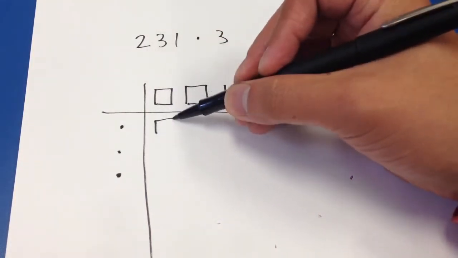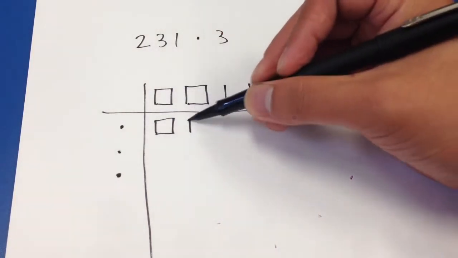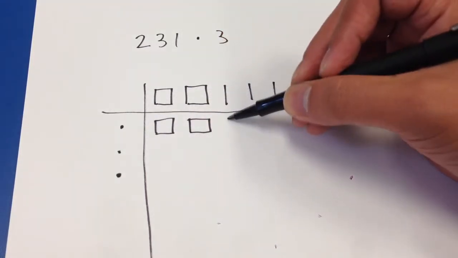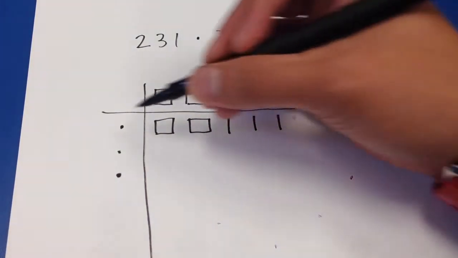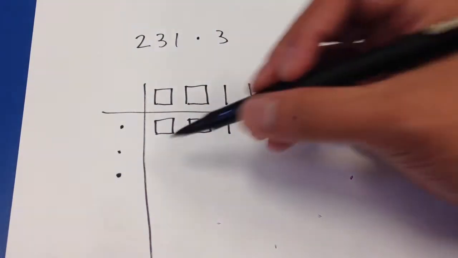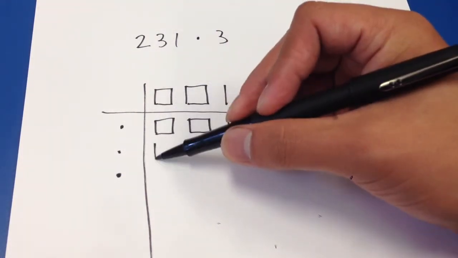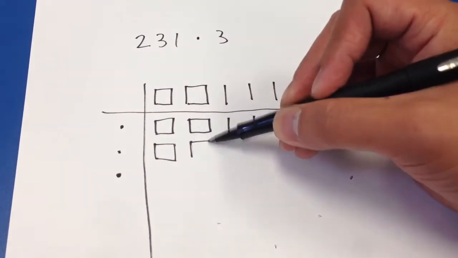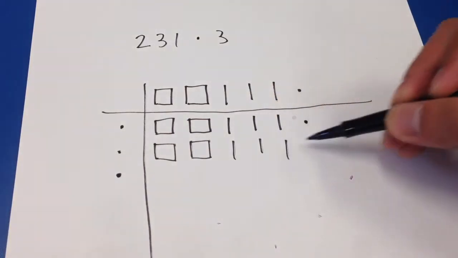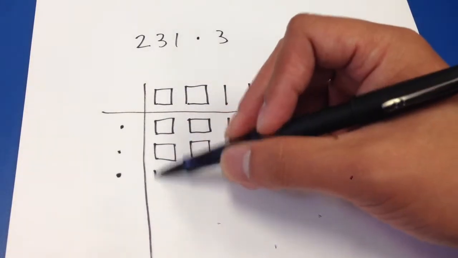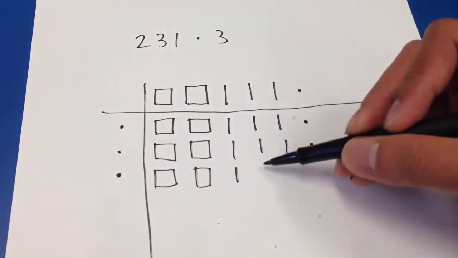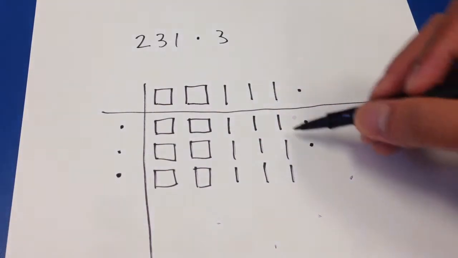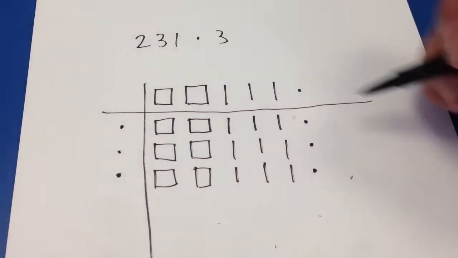1 times 100 is 100, 1 times 100 is 100, 1 times 10 is 10, 1 times 10 is 10, 1 times 10 is 10, and then 1 times 1 is 1. Here I have 1 times 100 is 100 again. And then I'm going to multiply these. 1 times 100 is 100, 1 times 100 is 100, 1 times 10 is 10, another 10, another 10, and then 1, 1. Okay, so here's my answer.